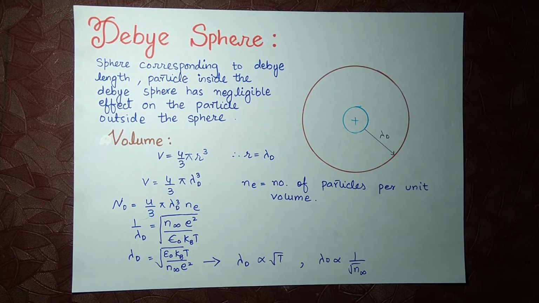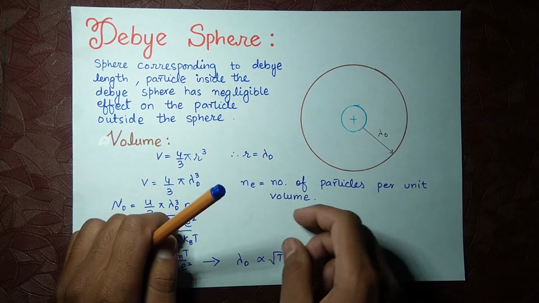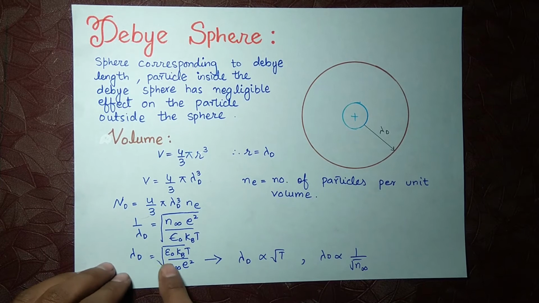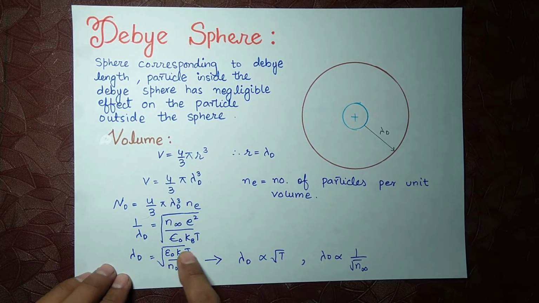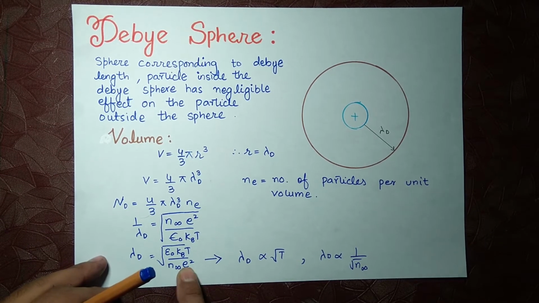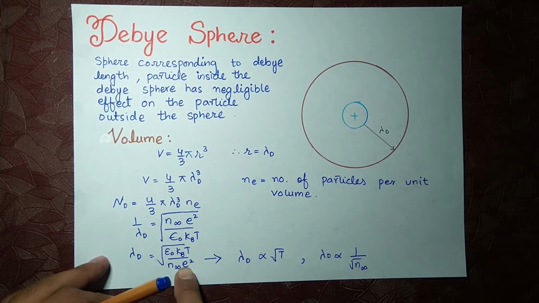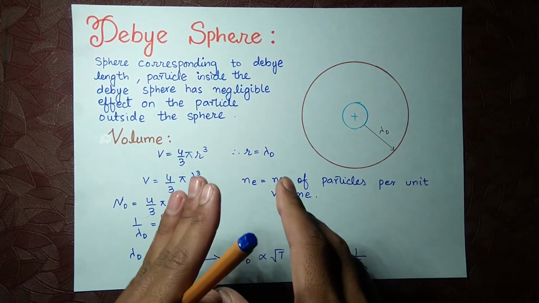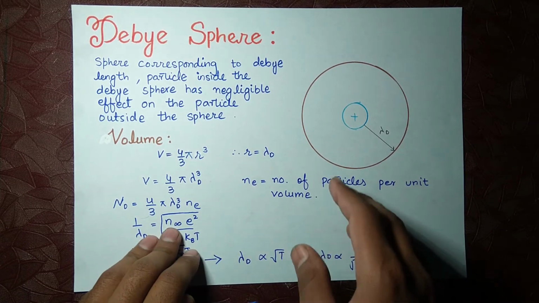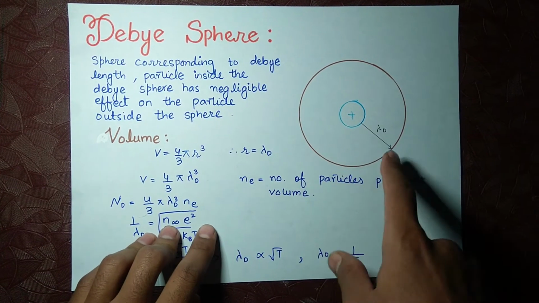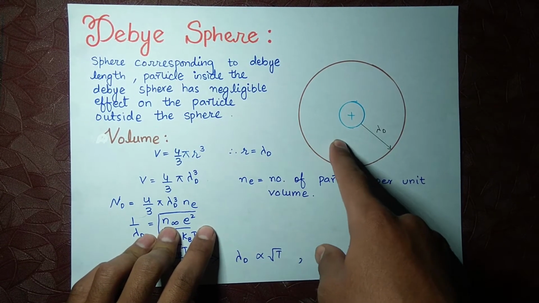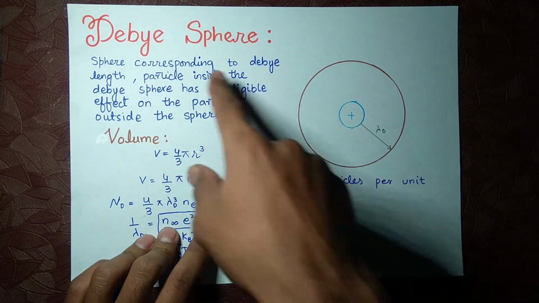So we've described in a previous lecture a relation for lambda_D, and we've seen that lambda_D is equal to the square root of epsilon naught k_B T over n infinity, or n naught, times e squared. In today's lecture we are going to find a relation for the Debye potential when the particle is inside.